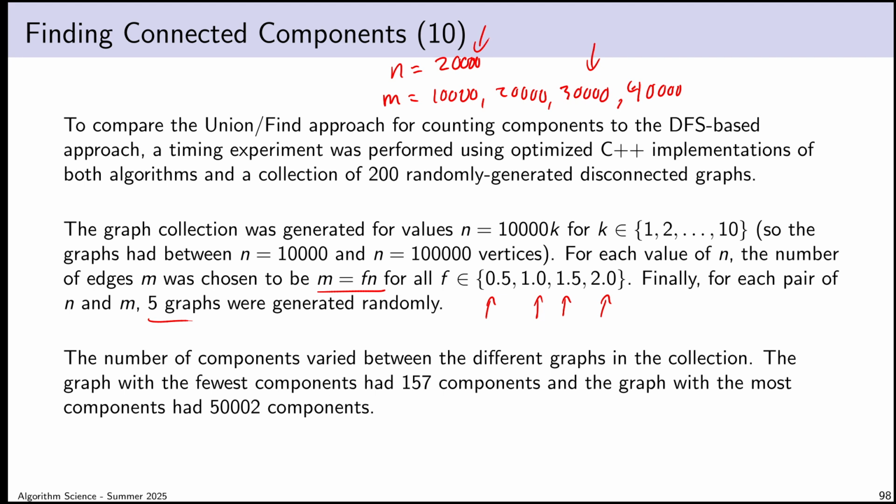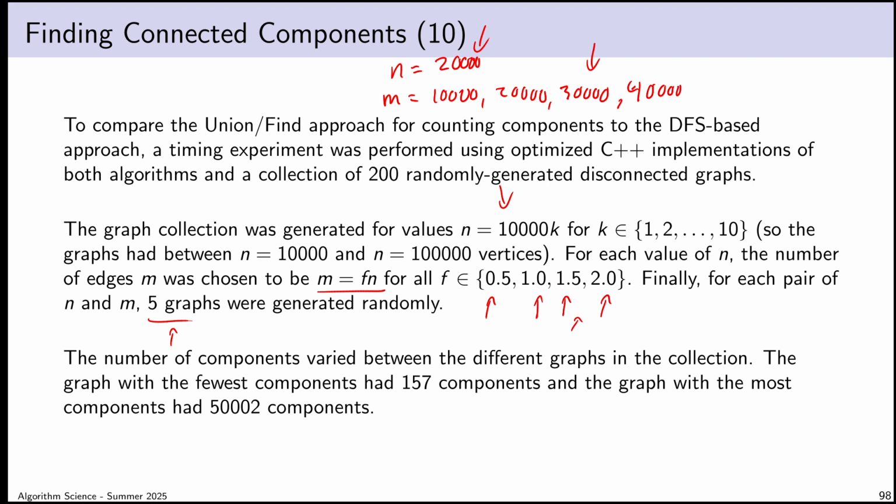Now, the number of components didn't play into my generation scheme, but of course it is relevant to this problem, so I'll give you some statistics about that. In my collection of 200 graphs, and I'll observe that there were 10 values of n, 5 different graphs per pair, and 4 values of m, so that would have been 200 in total.